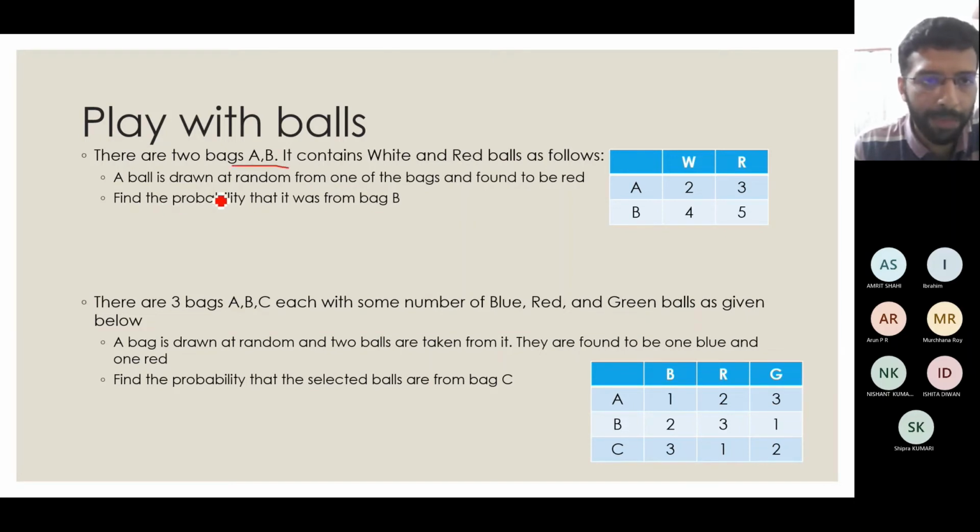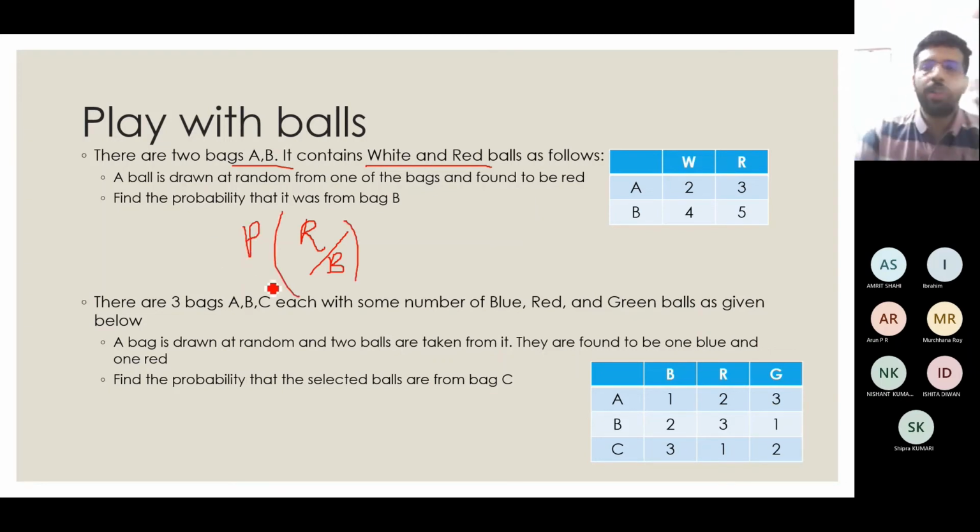So basically the question is this. There are 2 bags, A and B, containing white and red balls. The numbers are given here. In bag A there are 2 white balls and 3 red balls, and in bag B there are 4 white balls and 5 red balls. A ball is drawn at random from one bag and found to be red. I am asked to find the probability that it was from bag B.